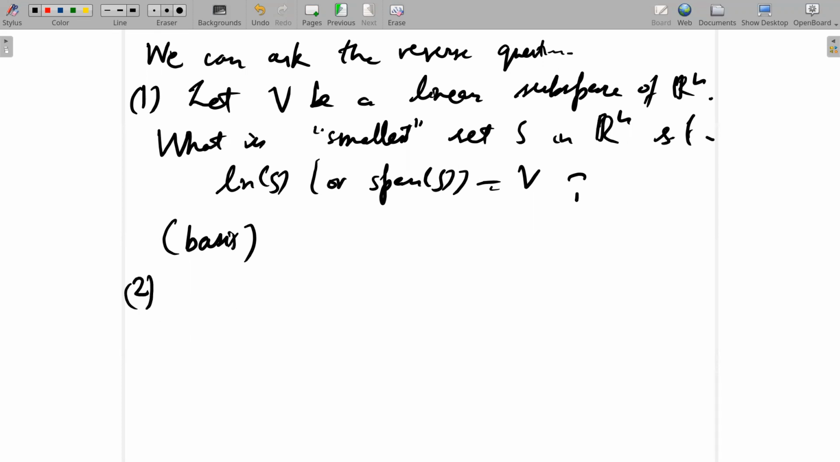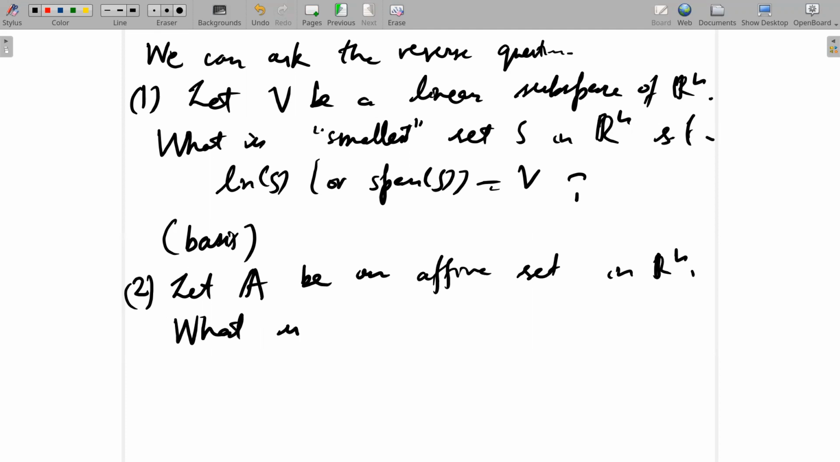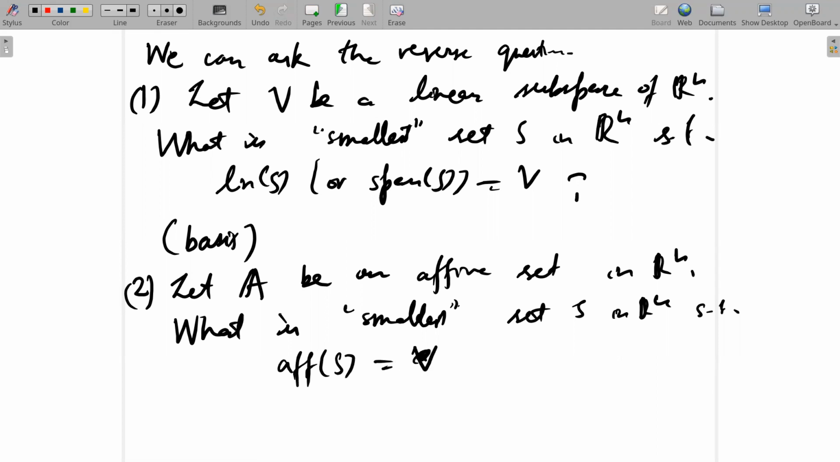Then I'll ask the second question, 1, 2, 3, 4. We have done it twice. Now again, the question is going to be clear. Let A be an affine set in Rn. I'll write exactly the same question. What is the smallest set S in Rn such that aff S is equal to A?